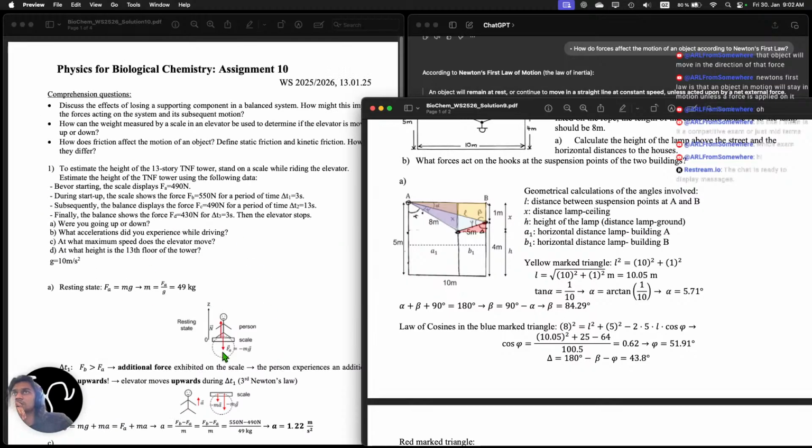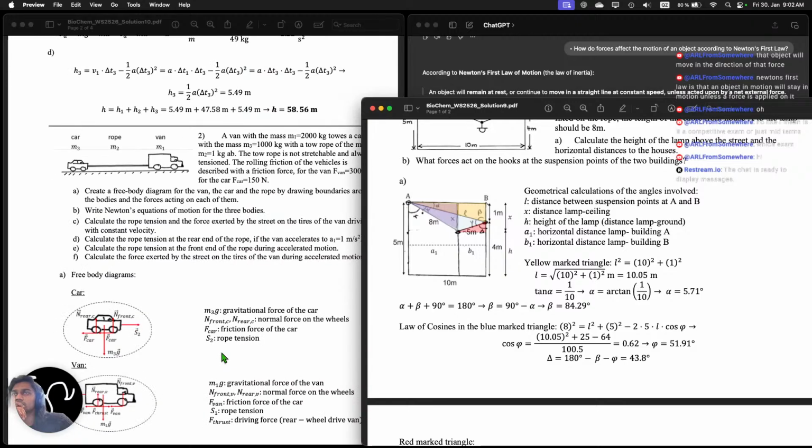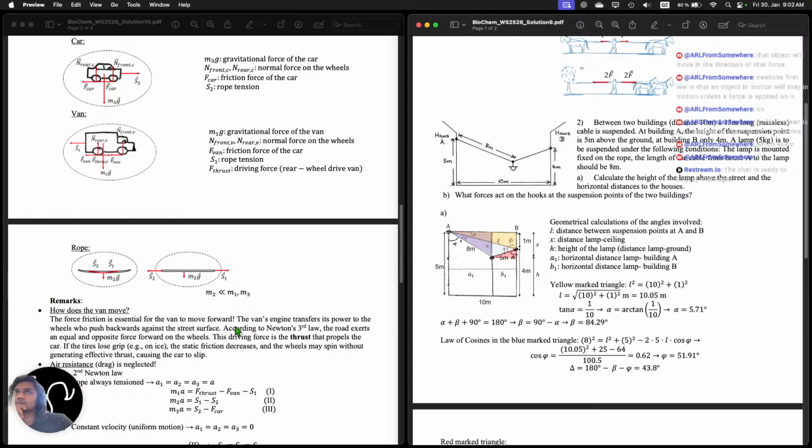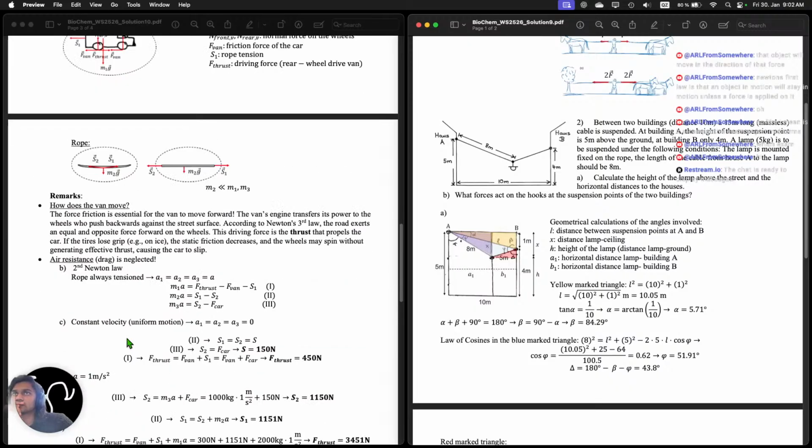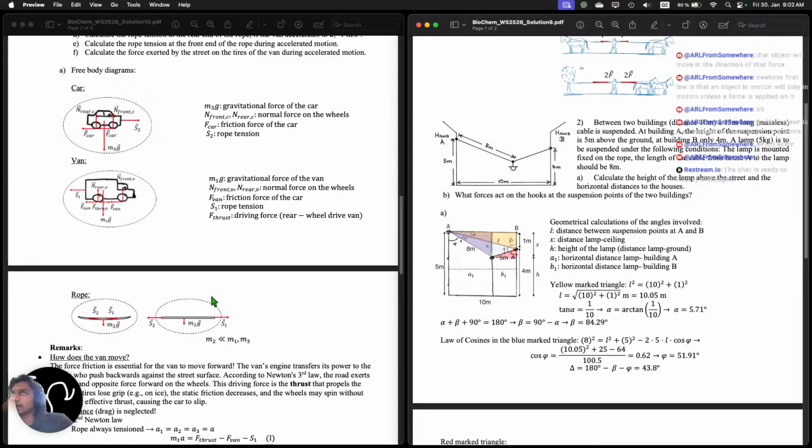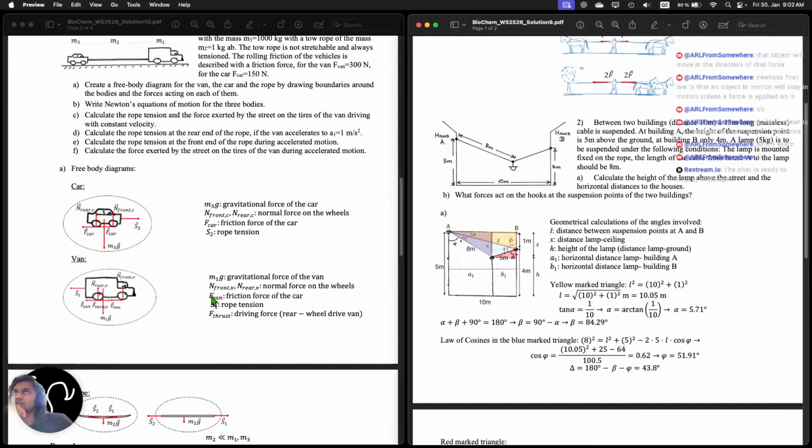I should do this one. Rope always gets tensed. A equals A1. A2. What is this A? Which A is this?